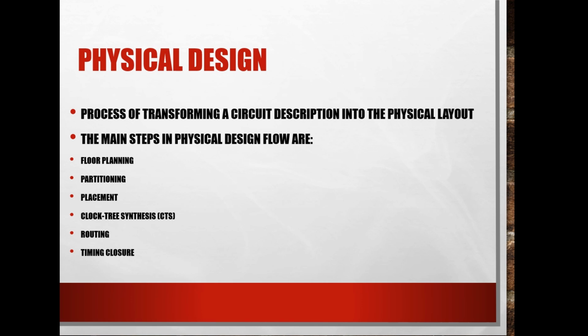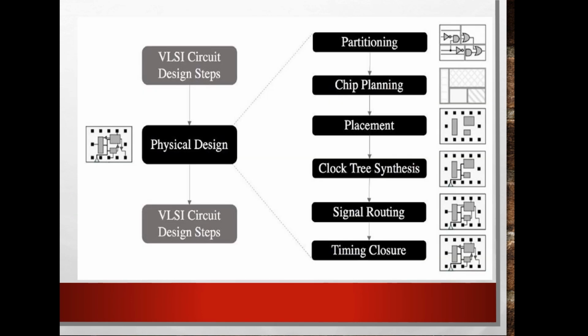So what are the main steps that we need to understand? Let me show you the steps. You can see the physical design process. Initially you would be partitioning: you will be dividing your entire available area into multiple areas, and that is referred to as partitioning. As its name suggests, you are partitioning your design.